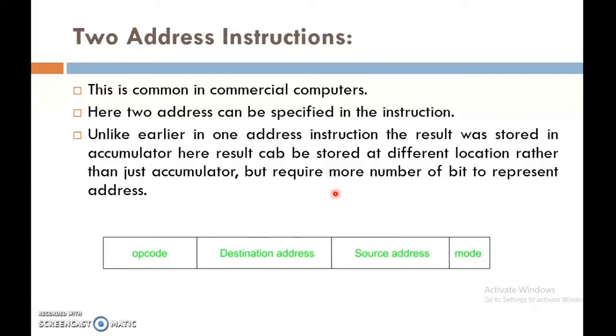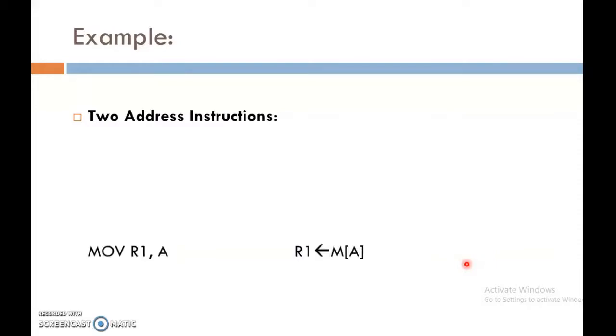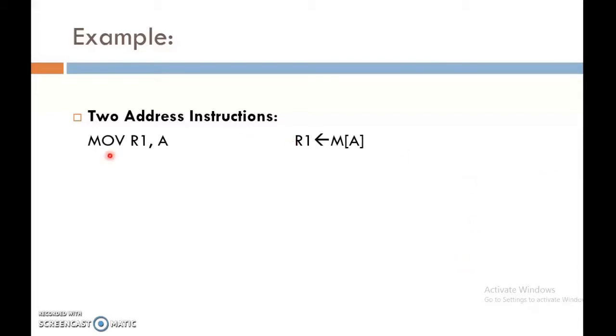So here we can see the format of the 2 address instruction. The first part represents the opcode, then destination address, source address, and the mode of operation. Now let's see the example. Here, in the first 2 address instruction, we can see that the opcode is MOV, then the destination register, that is R1, and then the source address, that is A. That means we are simply moving the value of variable A from the memory location to the register R1.